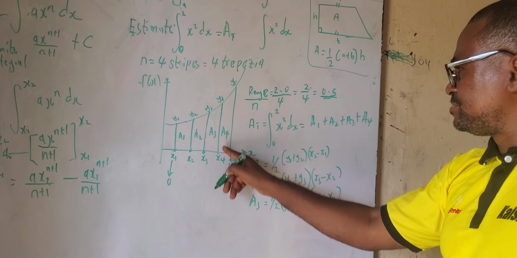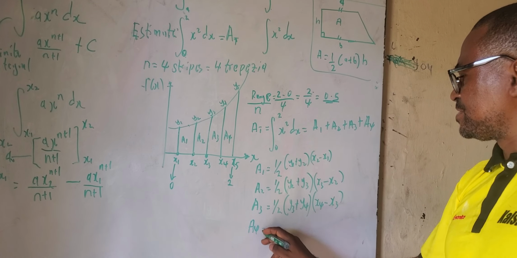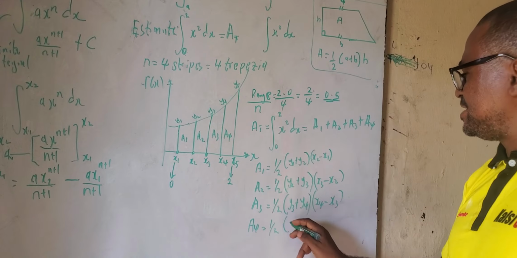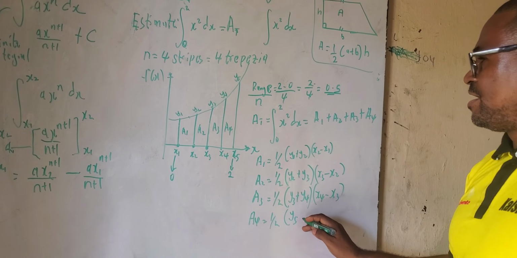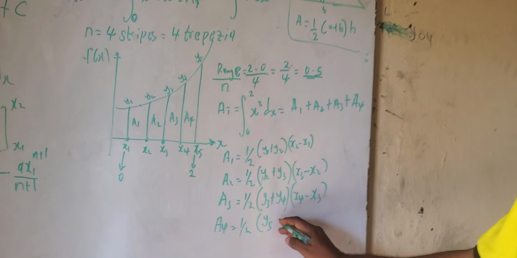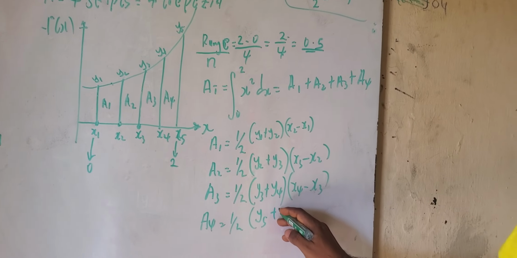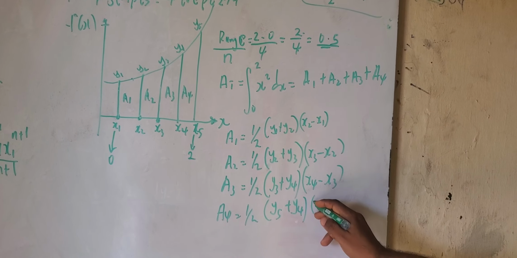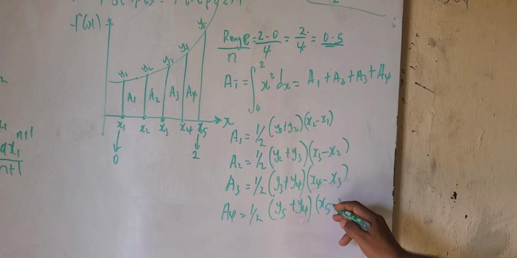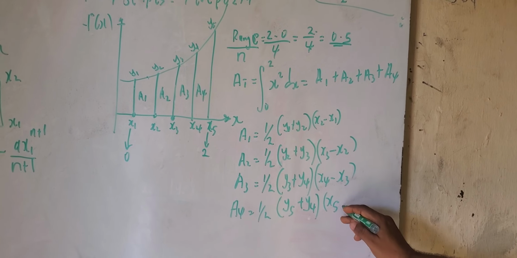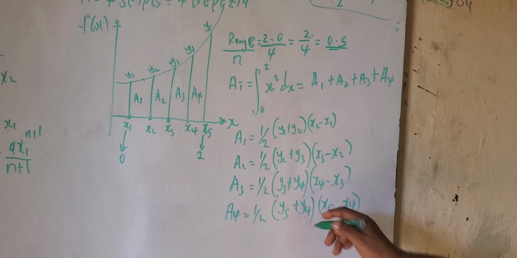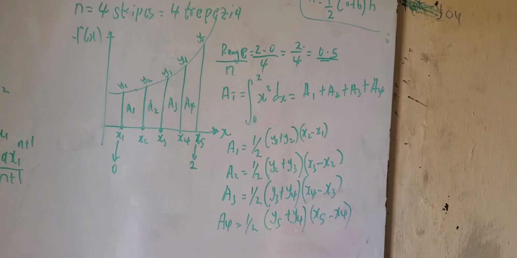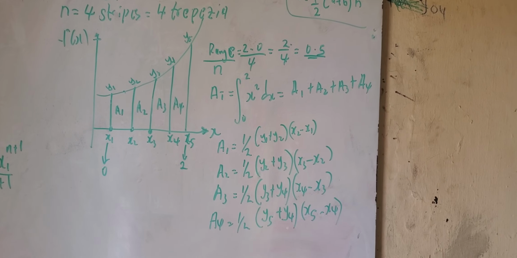Then the last one, which is a4, is going to be half, then the difference between the parallel sides, that is y5 plus y4, times the difference here, that is x5 minus x4. So when we add all this together, we are going to find the value of the integration.